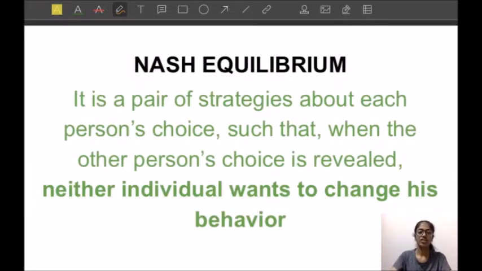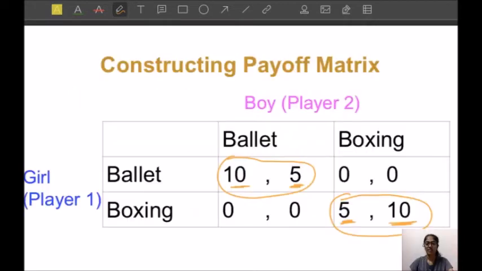Next, Nash equilibrium is also defined as a pair of strategies, one for each person's choice, such that when the other person's choice is revealed, neither individual would want to change his behavior. Let's see this with an example. Let's suppose that the girl's choice has been revealed. She chooses ballad. So the boy will also choose ballad.